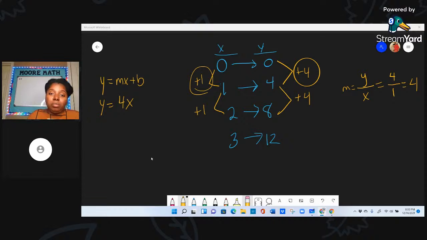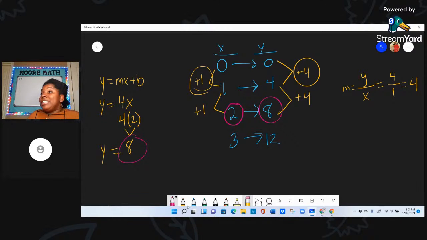2. All right. So instead of x, I'm going to put 2. What is 4 times 2? 8. Okay. So we put in 2, and this is our output. So we're done. There's nothing else that needs to be done. There's no b that needs to be added because look, our y-intercept is the origin, 0, 0. So we're done. It's just y equals 4x.